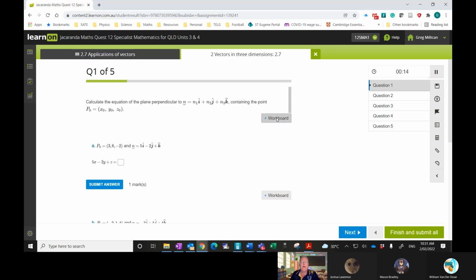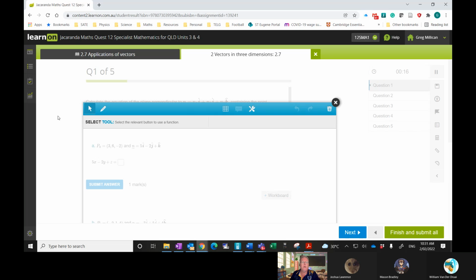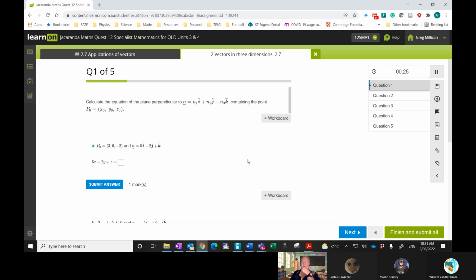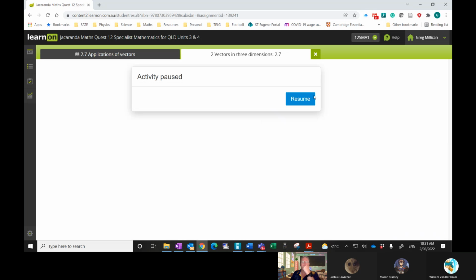You can open up a whiteboard. If you want to use your finger, there's a free drawing tool, so you can just write there if you want to. I'm not sure if your laptops are touch sensitive or not. Don't worry about the timer, it just starts timing you. That's good for your own information, it doesn't record it at all. You can pause it if you want. If you want to get out of the task, you can.